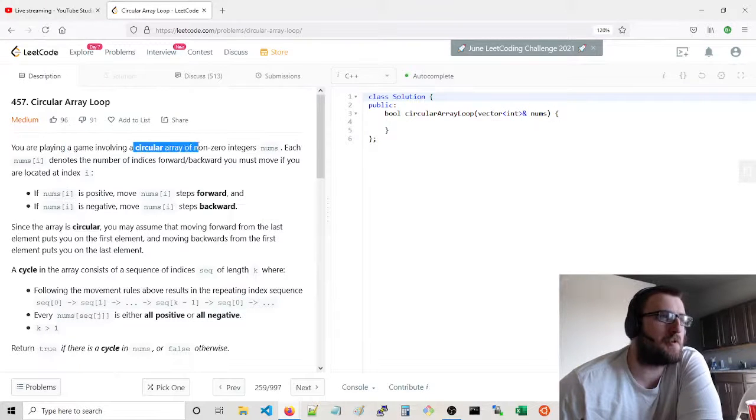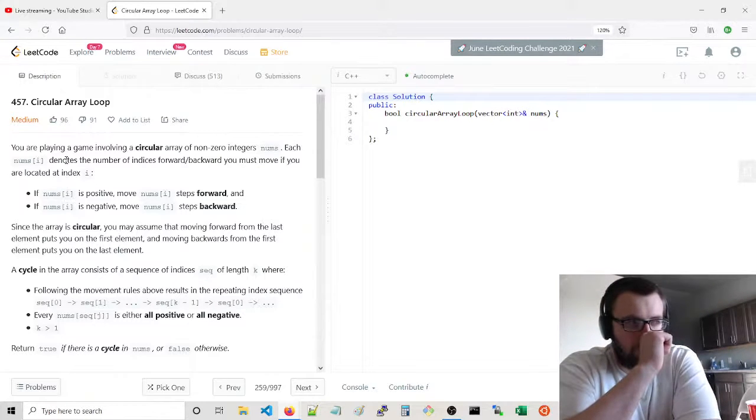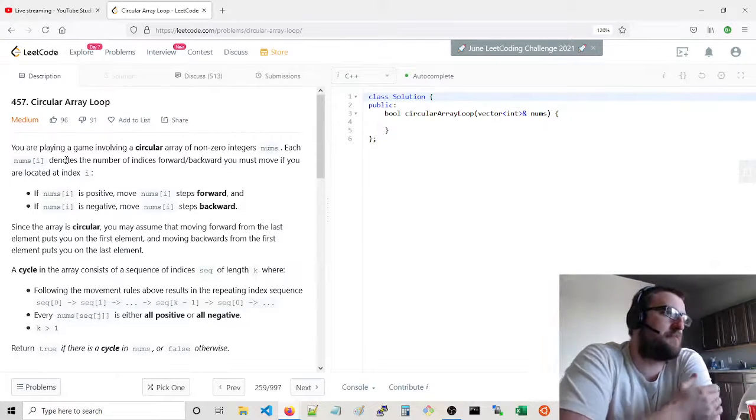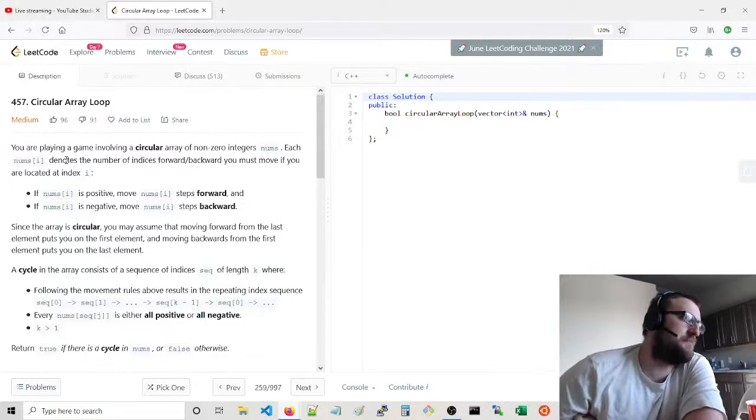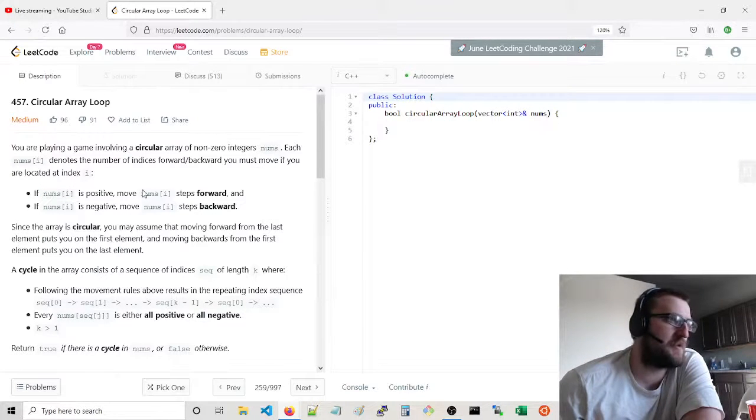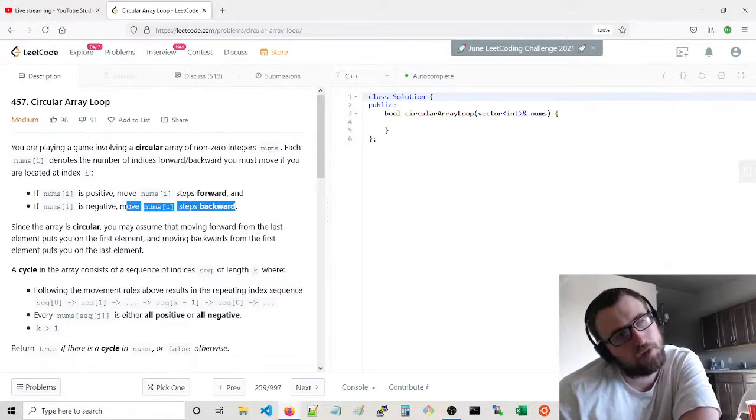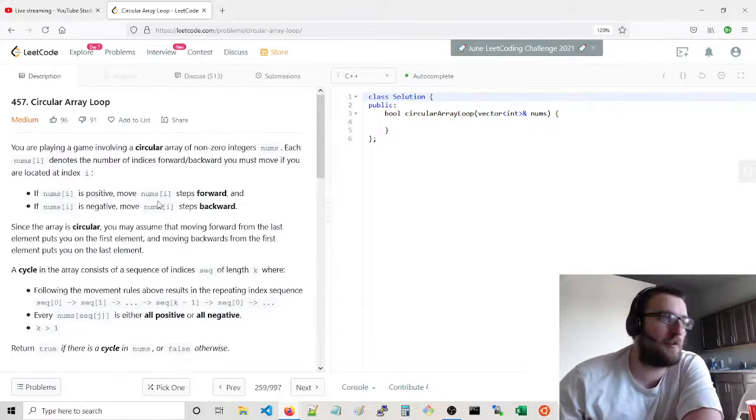Playing a game involving a circular array of non-zero integers nums. Each nums[i] denotes the number of indices forward or backward you must move if you are located at index i. So if it's positive, then you're going to be moving forward. Negative, you're moving backward, which I'm assuming forward is to the right, backward is to the left, if our array is written left to right.